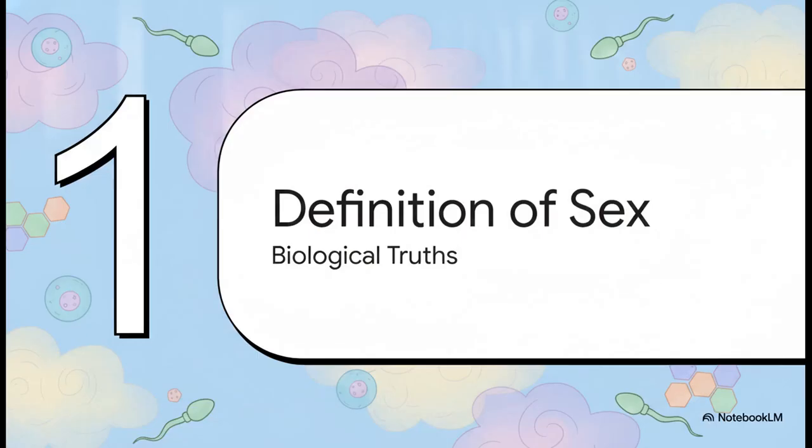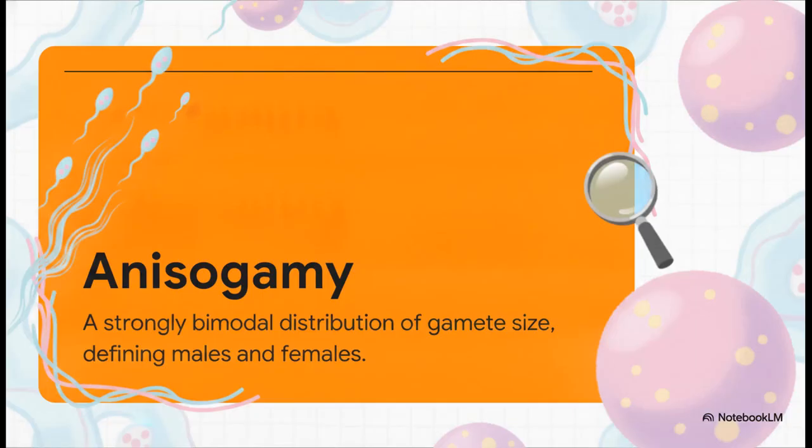Part 1. The true definition of sex. Okay, let's dive into this. To really understand what's going on, we first need to strip away some common misconceptions and look at a concept called anisogamy. Biologically speaking, males and females aren't actually defined by physical appearance or behavior. They're defined entirely by gamete size.